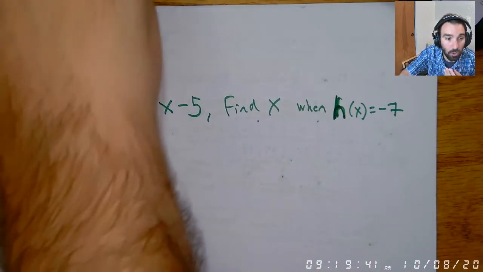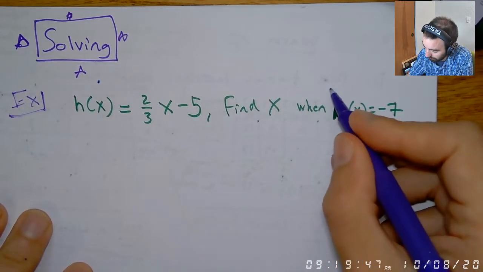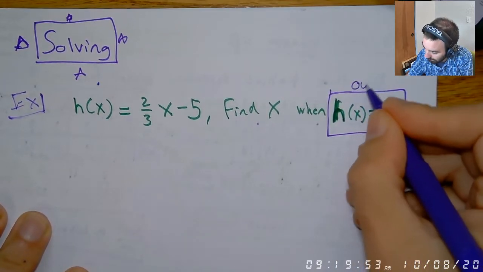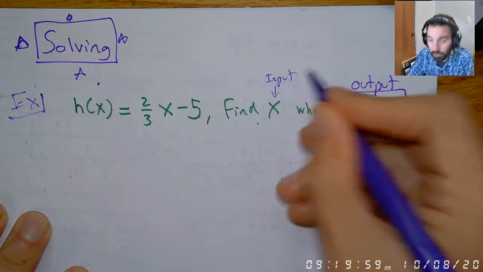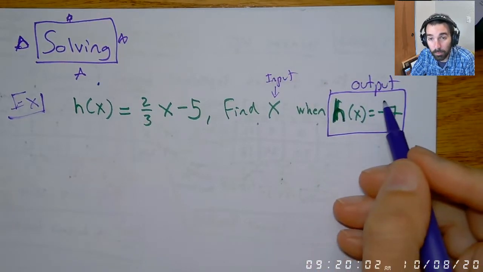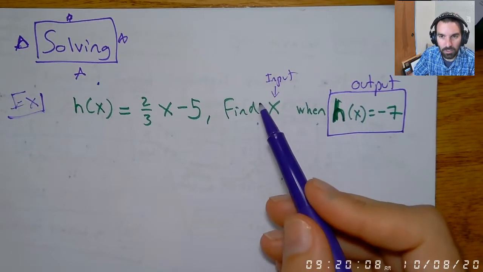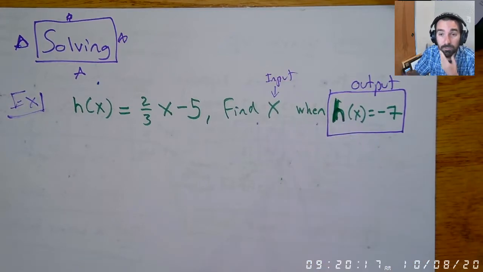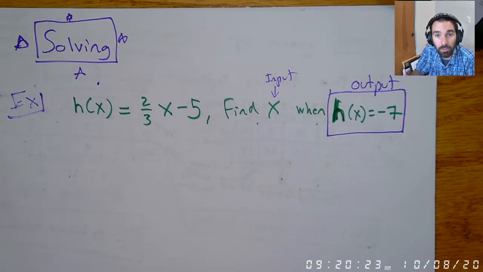The first thing we're going to do is notice this: h of x equals -7 is the output, because x is my input. So notice how this is different already. I have my output, but I want to find my input. This is like Jeopardy: you have the answer, you want to know what the question is. See how it's working backwards? That's what makes algebra so hard. That's how you know we're solving: solving is working backwards.